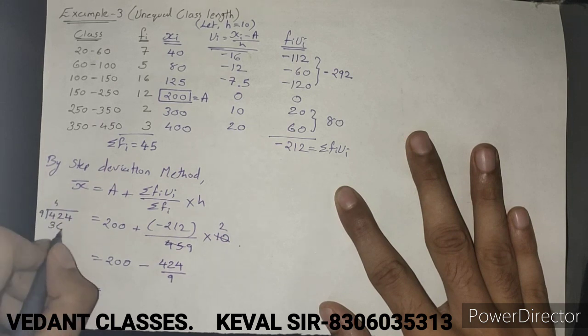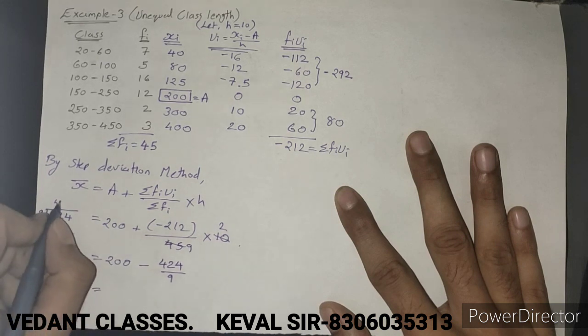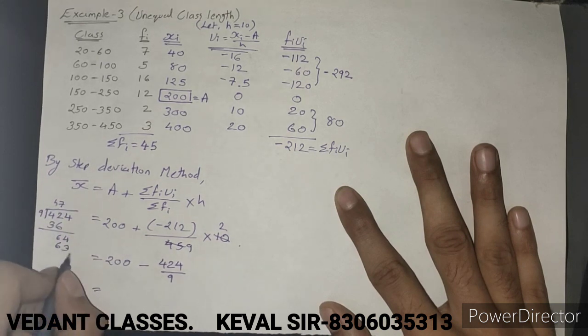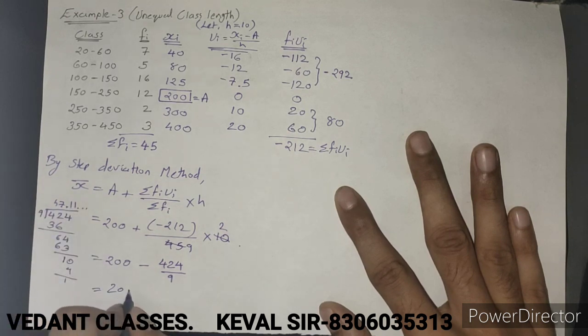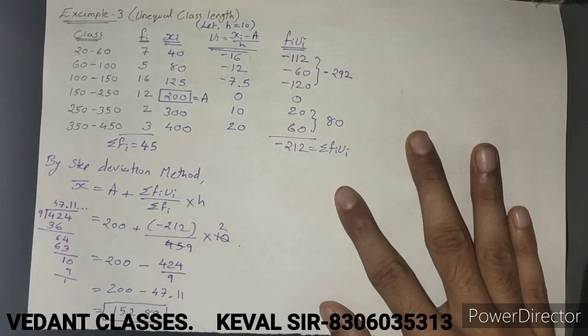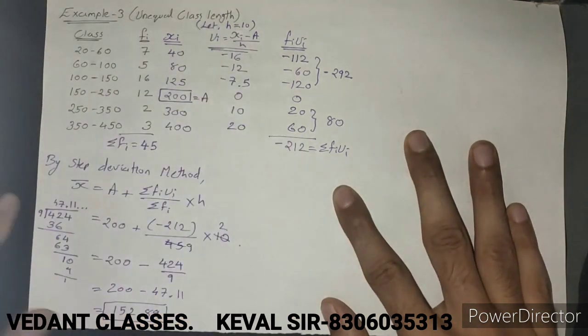It's 4 nines 36, it will be 6 and 4, 7 nines 63, it will be 1. Now take 0, so 1, 9, again 1, so it will be recurring. So it's 200 minus 47.11, so the answer will be 152.89. Okay, so using the step deviation method we can calculate the mean. Okay, you can consider any value of h over here.